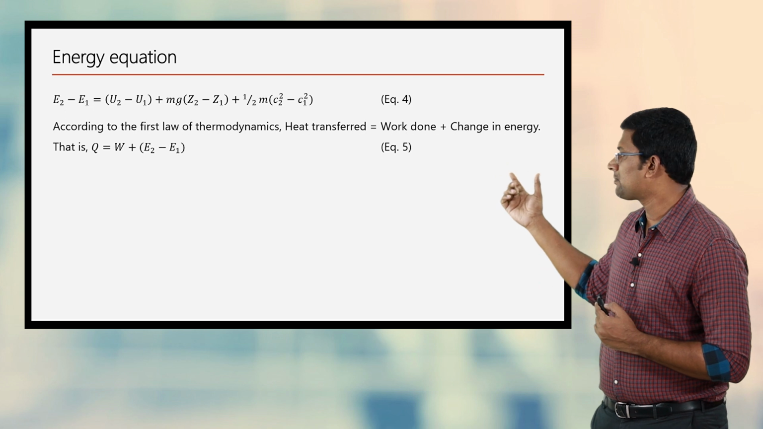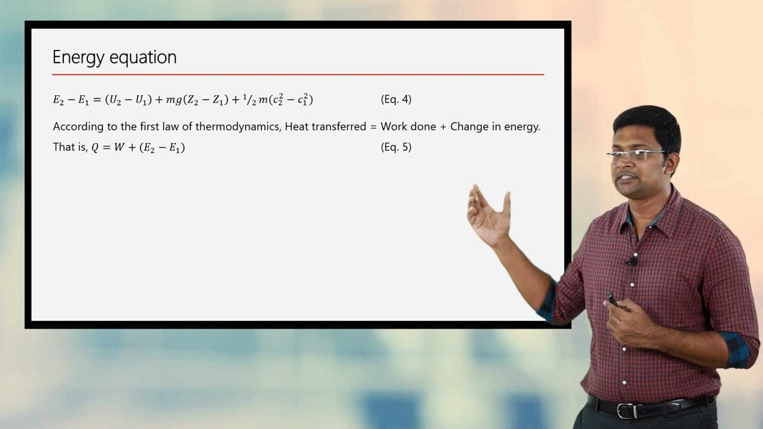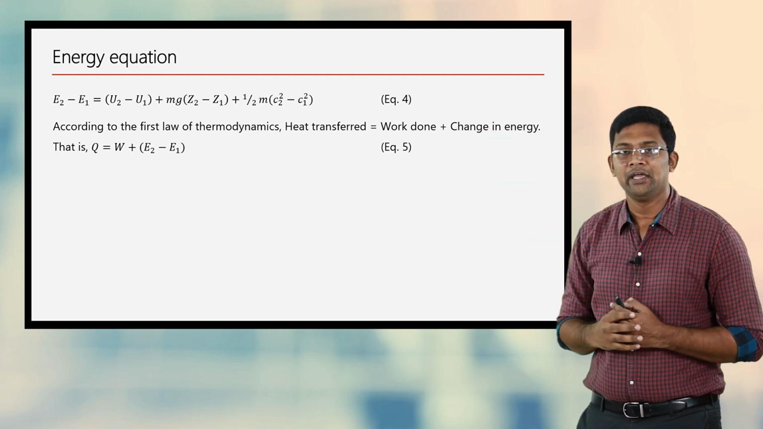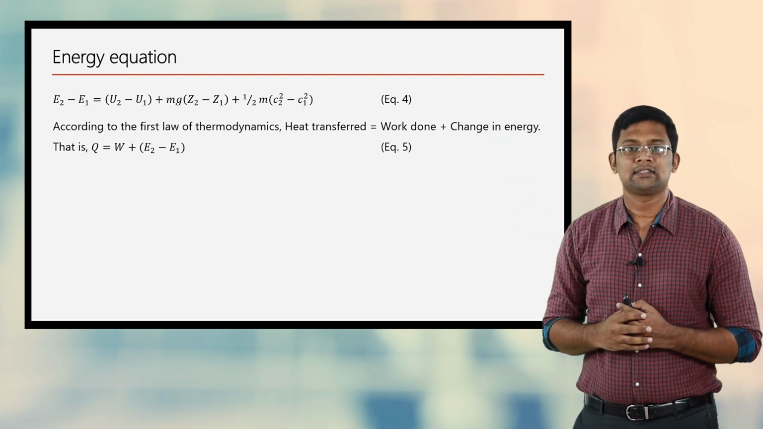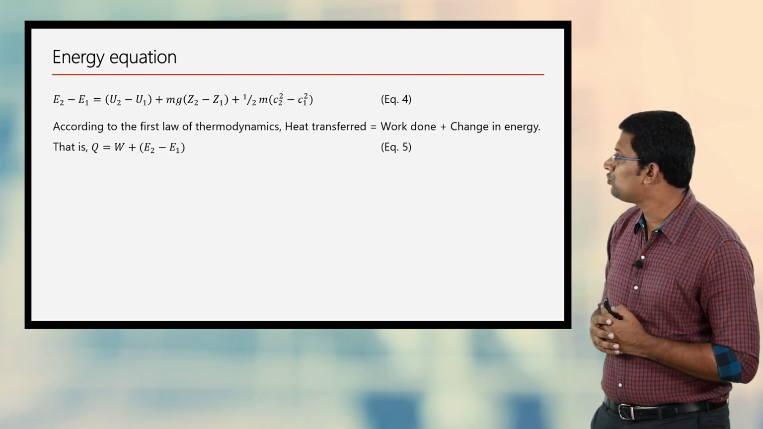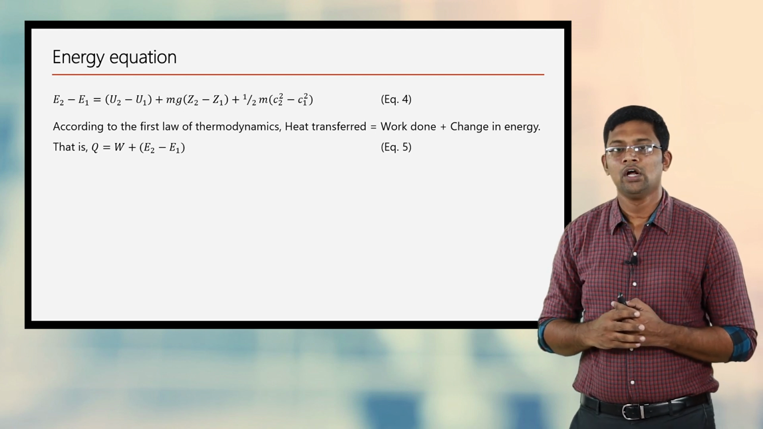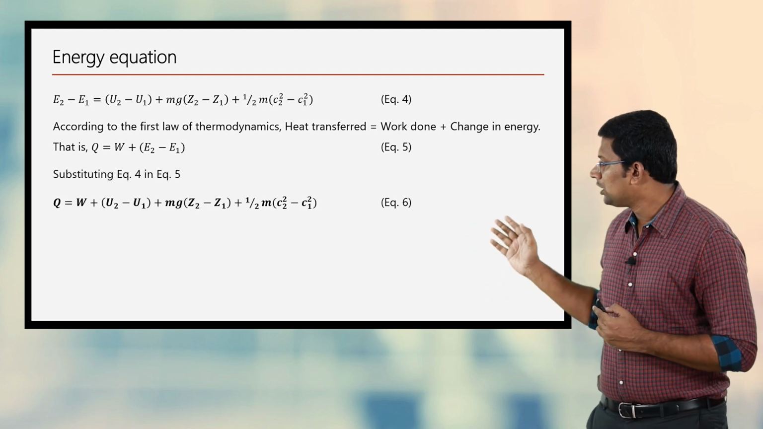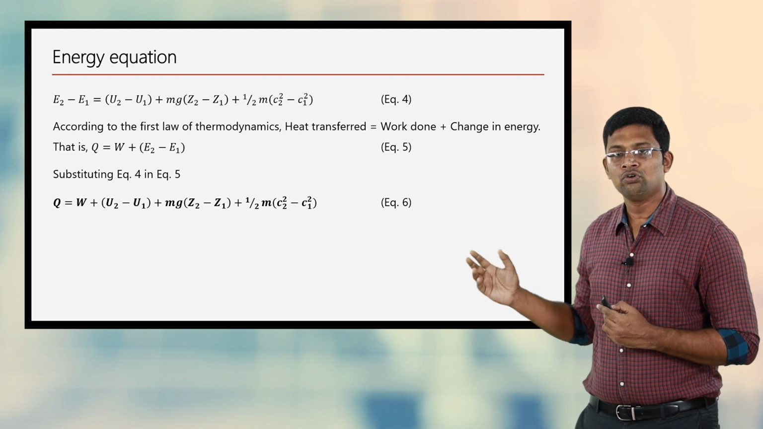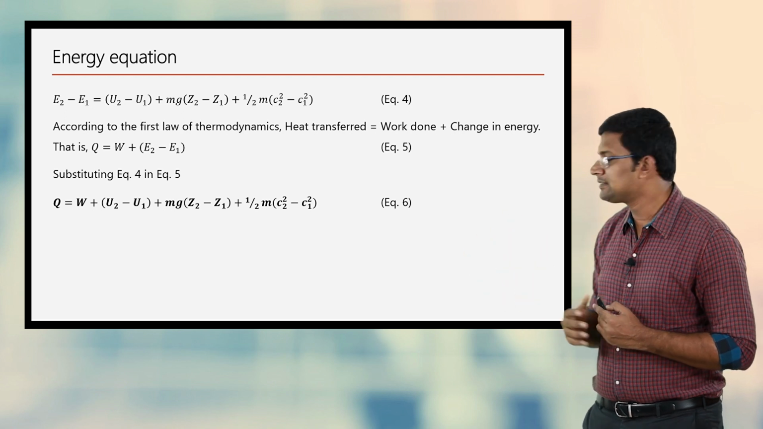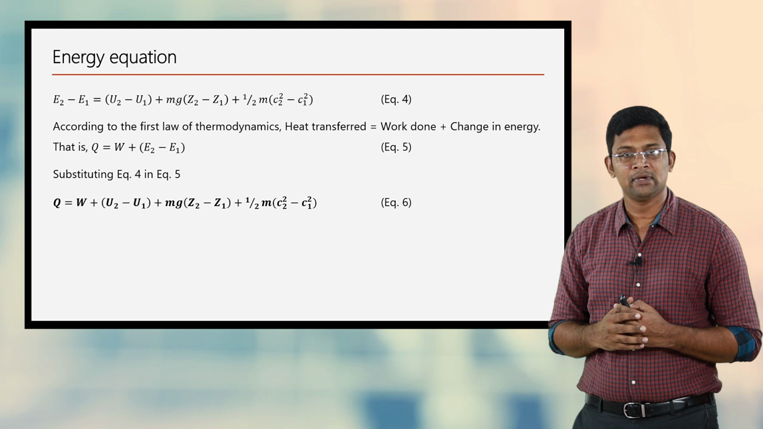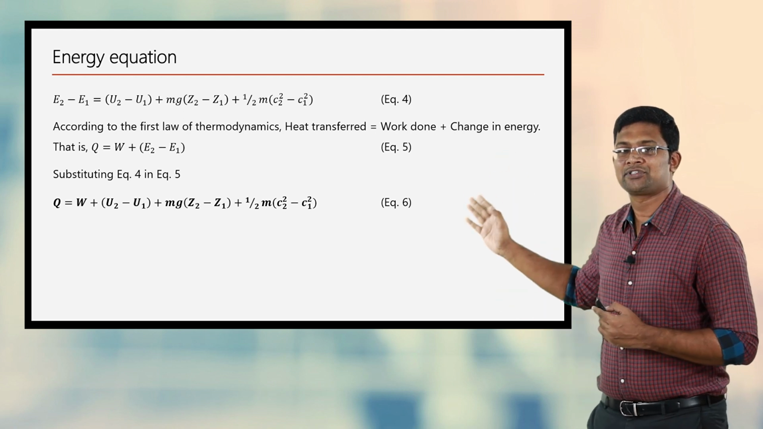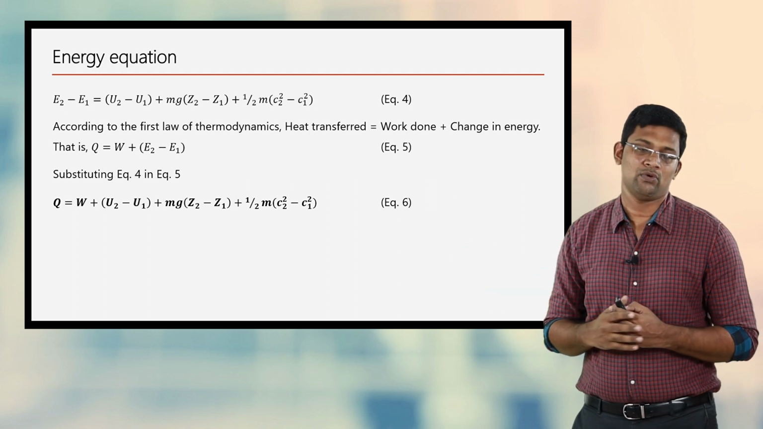So here in this expression for the first law of thermodynamics, we have a term E2 minus E1. But we have already derived the expression for E2 minus E1. Now let us substitute the expression for E2 minus E1 from expression 4 into the fifth expression. We will be obtaining Q is equal to W plus U2 minus U1 plus mg into Z2 minus Z1 plus half m into C2 square minus C1 square. And this expression is known as the energy equation.